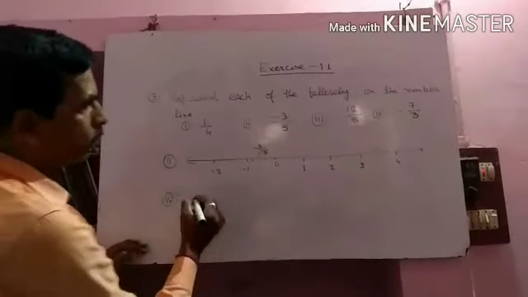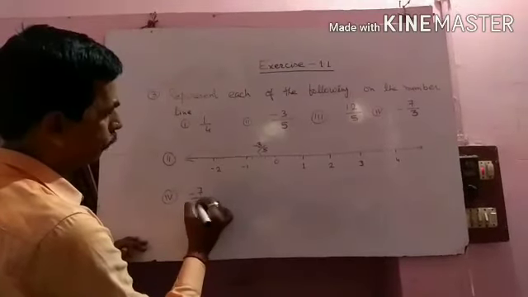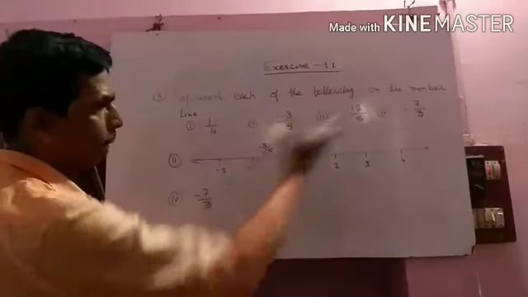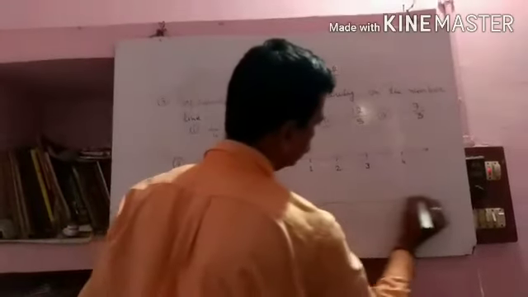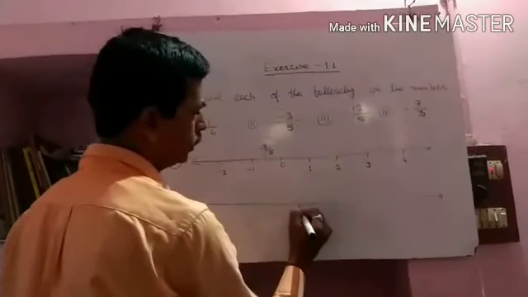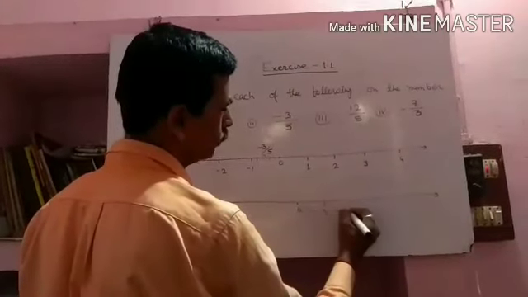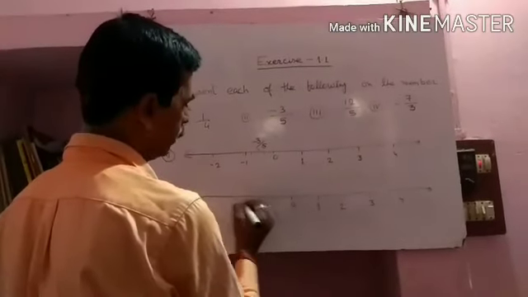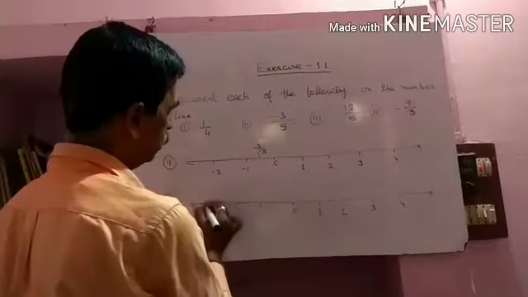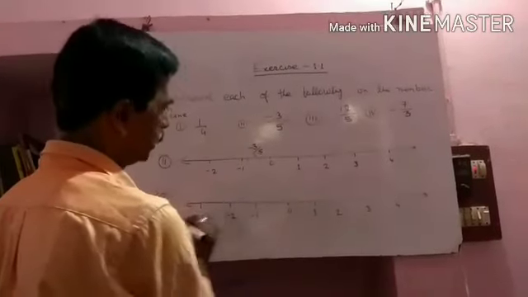I am solving question number 4, which is minus 7 by 3. Okay. So first of all, draw a line like this. This is the center, 1, 2, 3, 4 on the positive side, 1, 2, 3, like this. So this becomes -1, -2 and -3.